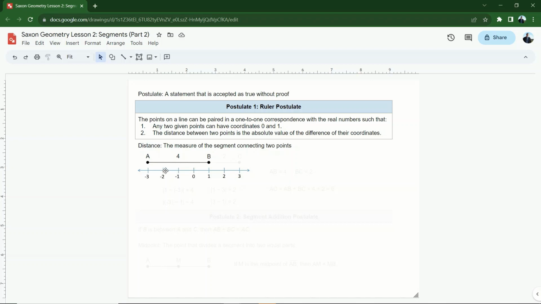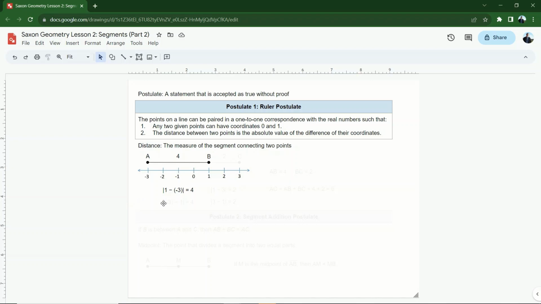So how do I measure the distance from point A to point B? Or I guess the length of that segment? Well, the way to do it is just, it says the distance between 2 points is the absolute value of the difference of their coordinates. One of their coordinates is 1, one of those coordinates is -3. If I take the difference of those coordinates, 1 minus -3, so point B is at 1, point A is at -3, I'm going to find the difference of those coordinates, 1 minus -3. That's the same as 1 plus 3. And the absolute value of that, 1 plus 3 is 4. The absolute value of 4 is 4.